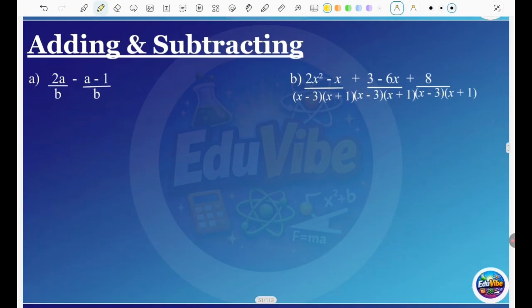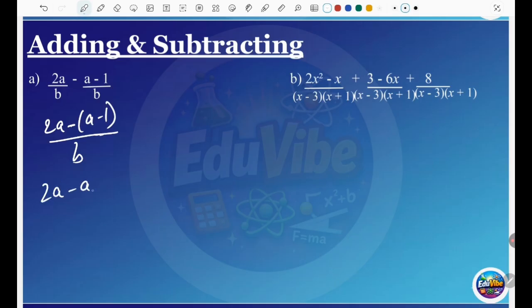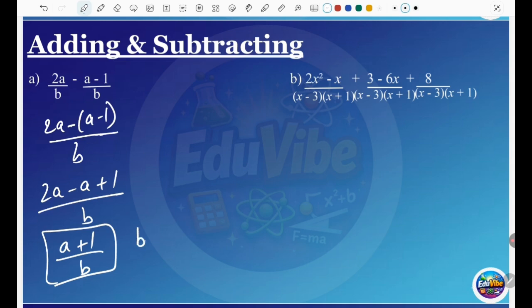On to adding and subtracting. Adding and subtracting is somewhat not easy, but it's very easy. In that case, you have to have common denominators. If you have common denominators, well and good, but they may not give you common denominators. They will use different denominators every time. In this, we have the same denominators. So we get 2a minus a minus 1. Make sure the minus is over there. So a minus 1, when we open the bracket, goes to minus a plus 1. It changes the sign. You know this. 2a minus a, you get a plus 1 upon b, and b is not equal to 0.